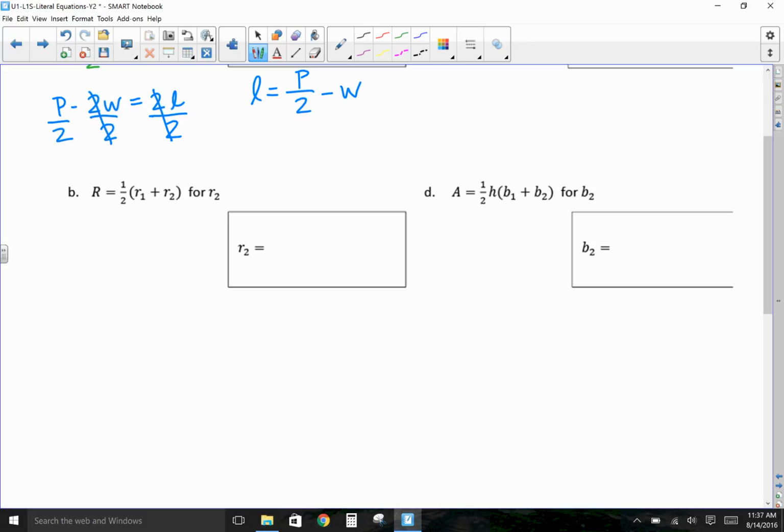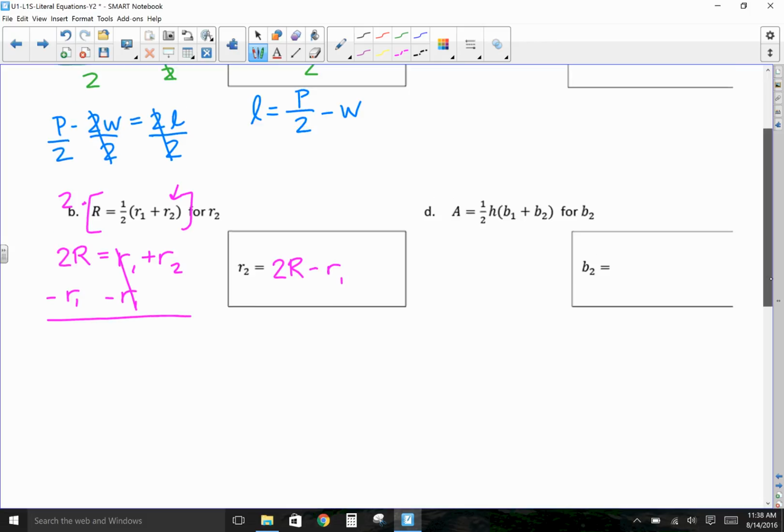Your inclination might be to distribute this 1/2, but you can also get rid of it, because I'm trying to get rid of anything on the side of R2. So to get rid of that 1/2, I can multiply both sides by 2. That's going to give me 2R is equal to, and 2 times 1/2 on this side goes away, leaving me with R1 plus R2. And then if I am solving for R2, I need to get rid of R1, so I'm going to subtract those. That leaves me with R2 equal to 2R minus R sub 1.